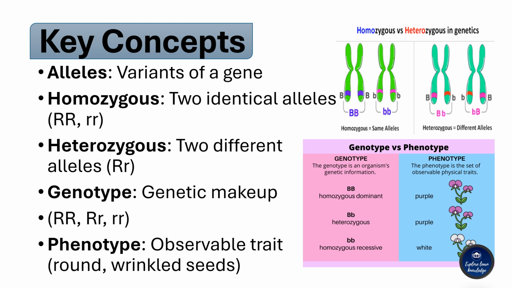Genotype: the genetic makeup of an organism represented by its alleles, like capital R capital R, capital R small r, or small r small r. Phenotype: the observable characteristics or traits, such as round or wrinkled seeds, are known as phenotype.